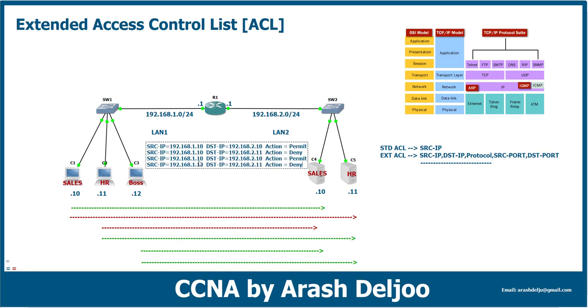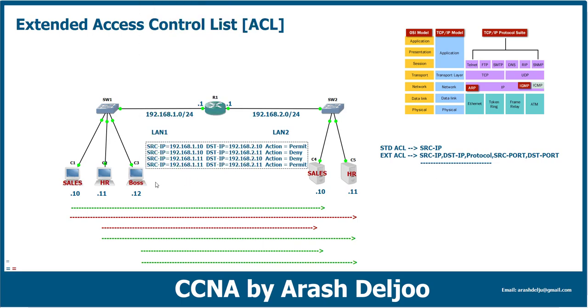If the source IP is 192.168.111 and destination IP is 192.168.210, we should deny the traffic. After that, if the source IP is 192.168.111 and destination IP is 192.168.211, the action is permit. Okay, the next rule. And also, we can configure the next rule, for example, for computer 3.